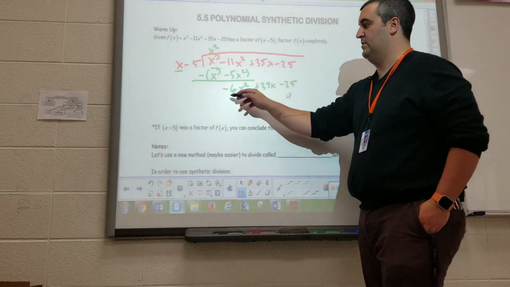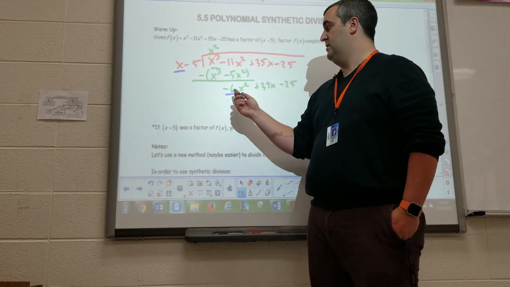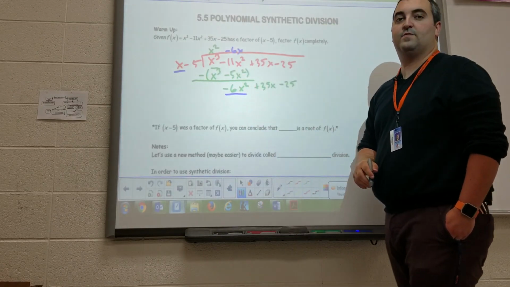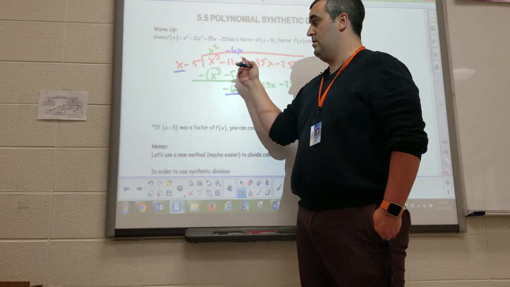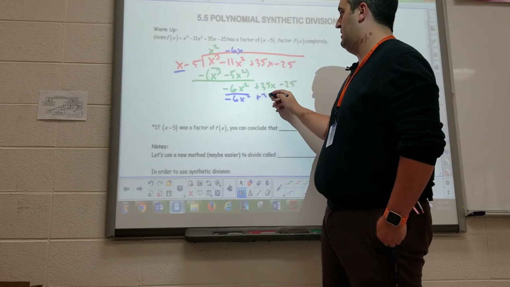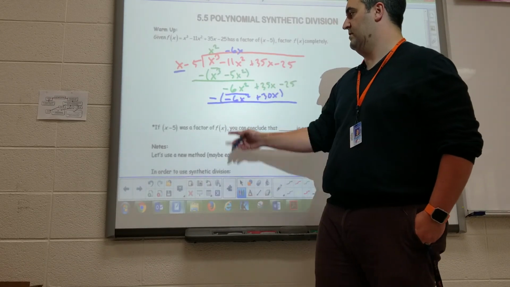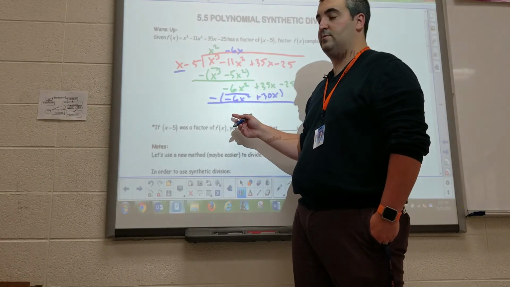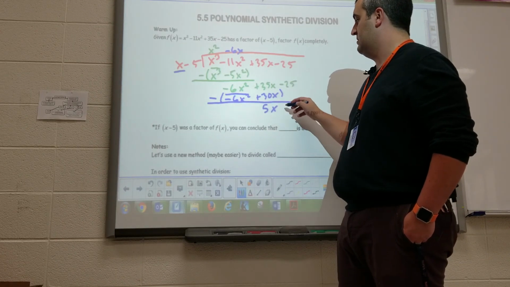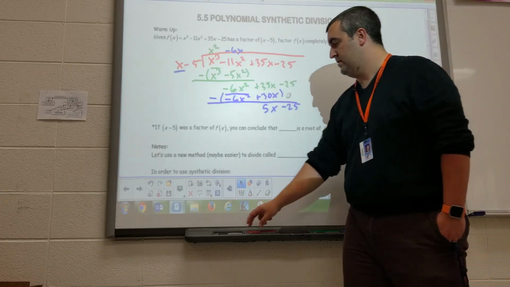Okay, we then look at the leading terms again, and we know to go from x to negative 6x squared, we need negative 6x. Multiply it out. That would be plus 30x. Then we subtract everything. So that's the x squared term cancels out. 35 minus 30, it'll be 5x. Bring down the 25 and finish it up.